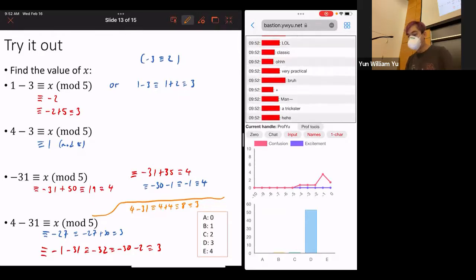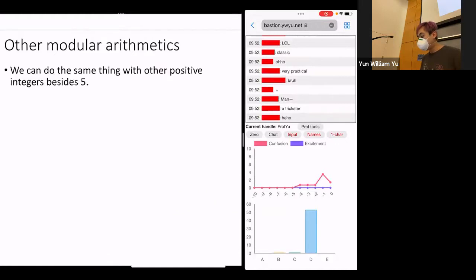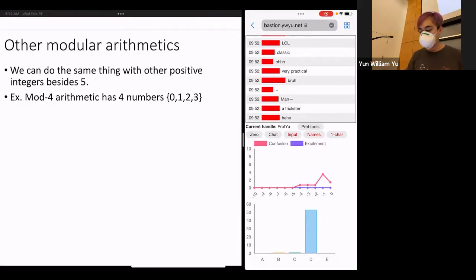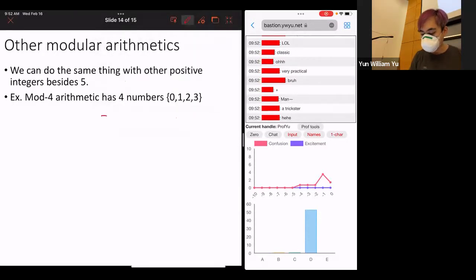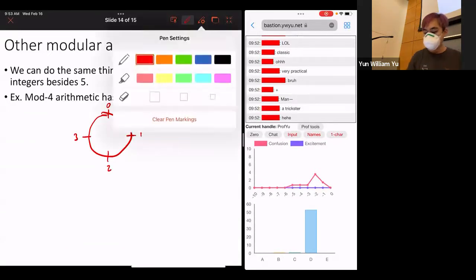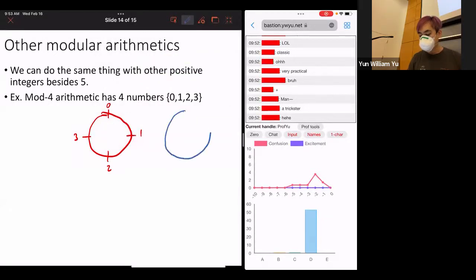Okay, but there are of course other modular arithmetics, and you can do this with a bunch of other numbers. You can do the same thing with any other positive integer. It doesn't have to be 5. So for example, mod 4 arithmetic has, well, 4 numbers, 0, 1, 2, and 3. And those look something like, well, if you draw down a number line, you'll notice that these are different positions. And one very important thing to notice is that this is separate from this number line. So 0, 1, 2, 3, 4.